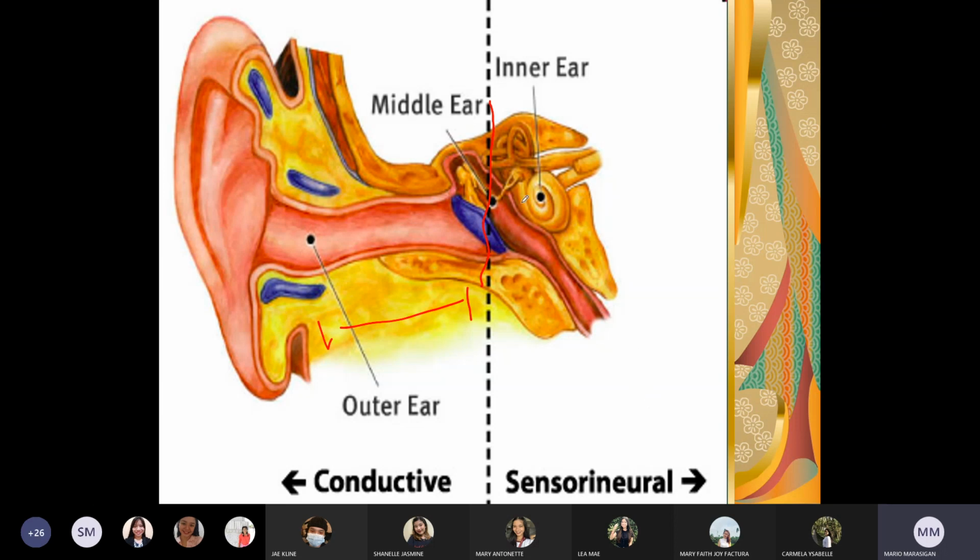So, halimbawa, yung labyrinth. Okay? You have two types of labyrinth. Membranous and bony labyrinth. So, kung namamaga yun, tawag nyo labyrinthitis at hindi ka makarinig, then ang type na yun ay sensory neural.